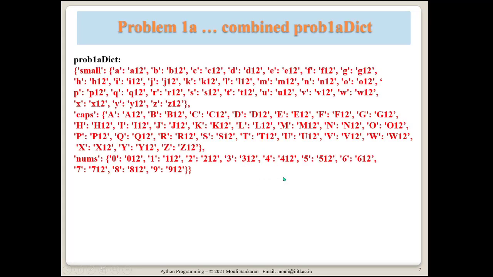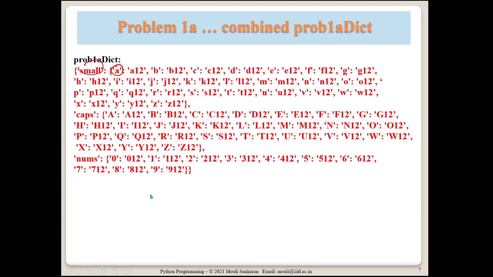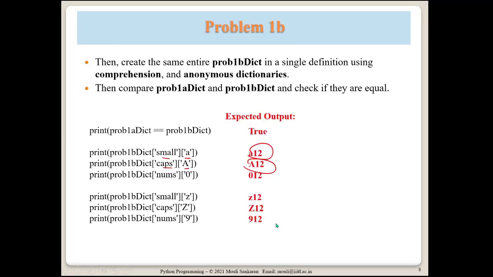So if you look at this solution here, this is the first level, and then this second level is accessed like this, square bracket, small, and then A. This value should be A12. Similarly, caps A should be capital A12. So that's what I am printing there. You should get that. When I compare this to the dictionary, they should give you a result of true.